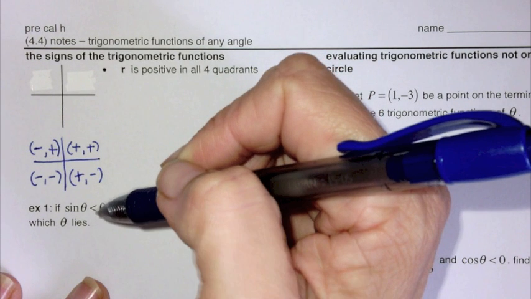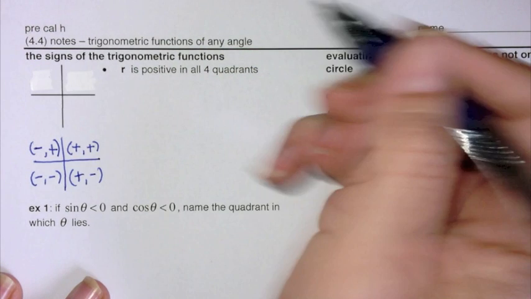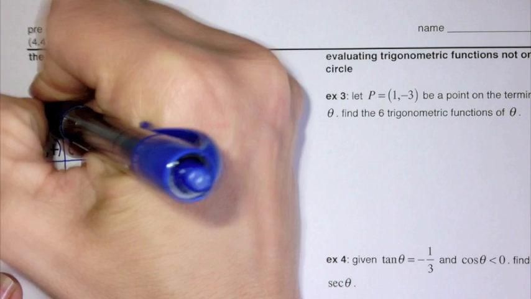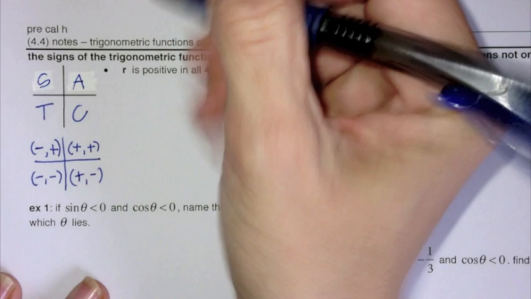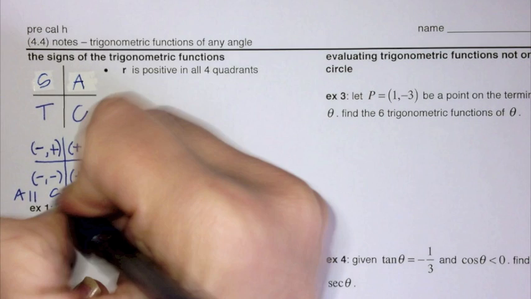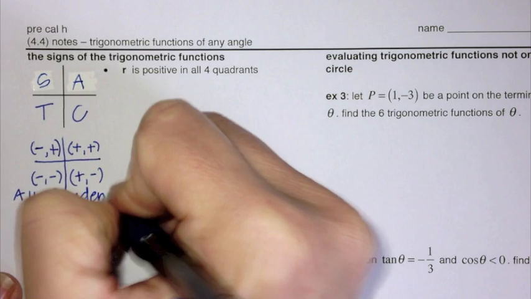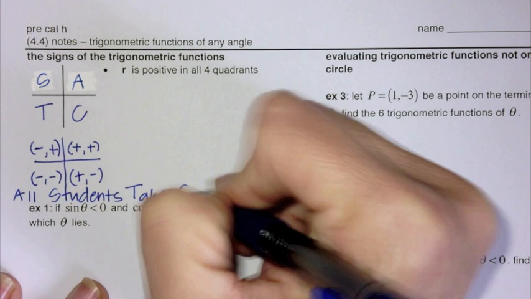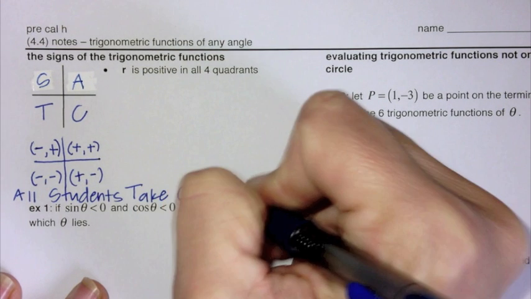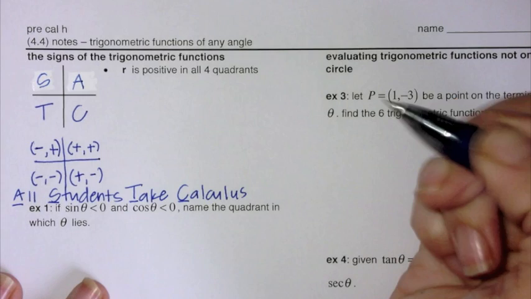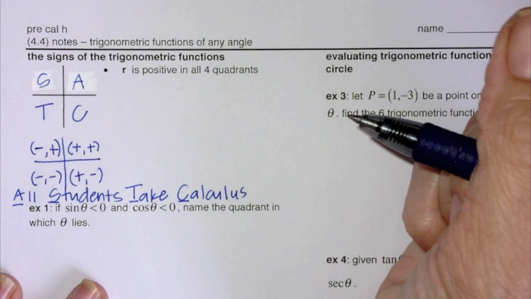So this little acronym that I'm going to give you is ASTC. It stands for All Students Take Calculus. And you can see those are the first letters of that word right there. So what the heck is it for?